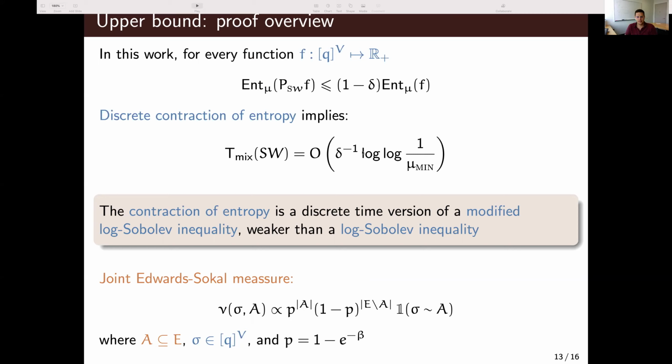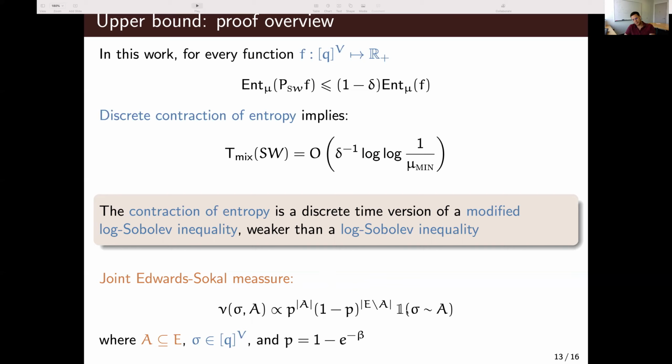Okay, so now I'll tell you a little bit, in just one slide, how we go about proving this discrete contraction of the entropy. For this we consider the so-called Edwards-Sokal measure, which is a measure on a joint space. This is a space where configurations have spin assignments, but also edges. So the configurations are pairs of edges and spin assignments, and each configuration receives a probability given by this expression. There's a p factor for each edge in the configuration, a 1 minus p for each edge that is not in the configuration, and it's only supported on the set of edges that agrees with the configuration sigma.